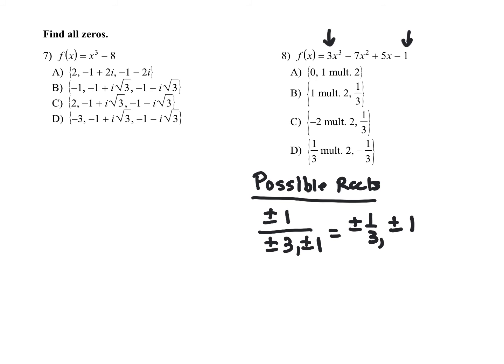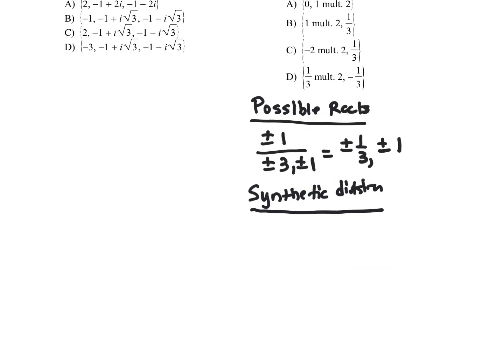So what we're going to do is go ahead and check if one of these roots comes out. And we're going to use synthetic division. I'm going to try x equals 1 to see if it's a root. So I'm going to go ahead and write down a 1 here in the corner. And I'm going to list the coefficients for my polynomial. So you have 3, -7, 5, -1.